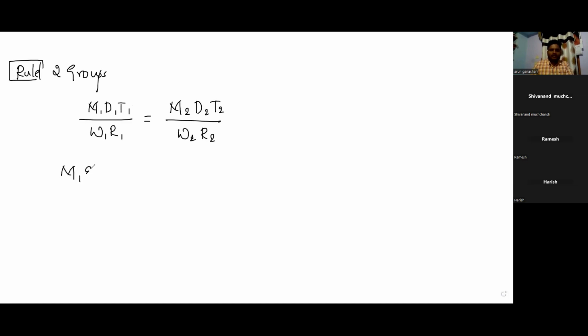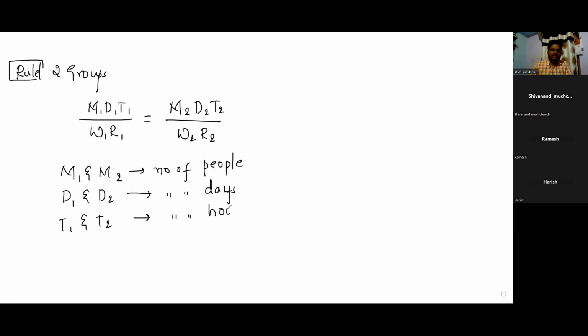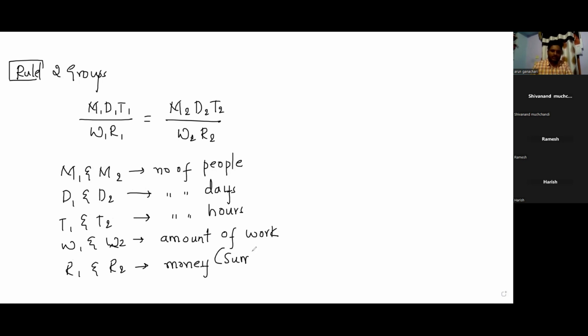where M1 and M2 are the number of people involved in the work, D1 and D2 are the number of days, T1 and T2 are the number of hours they work, W1 and W2 are the amount of work done, and R1 and R2 are the money or sum involved. Okay.